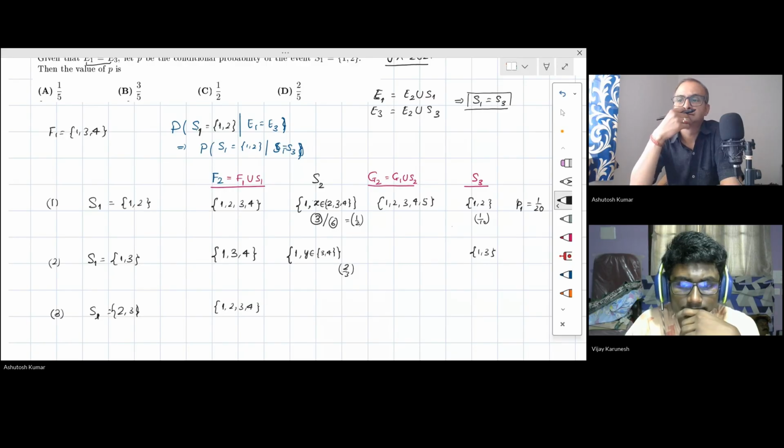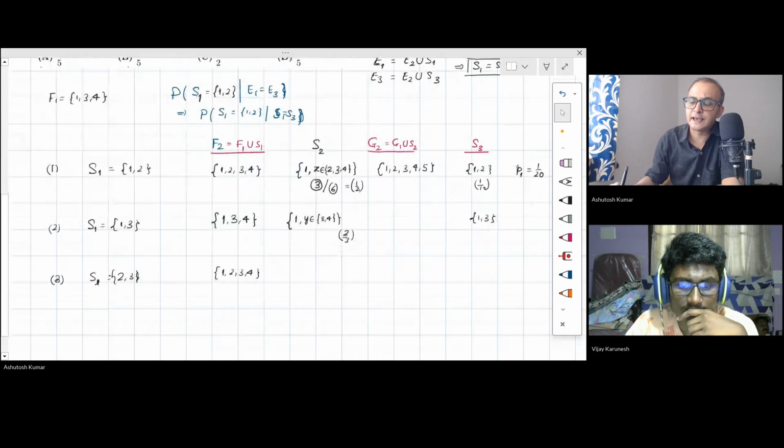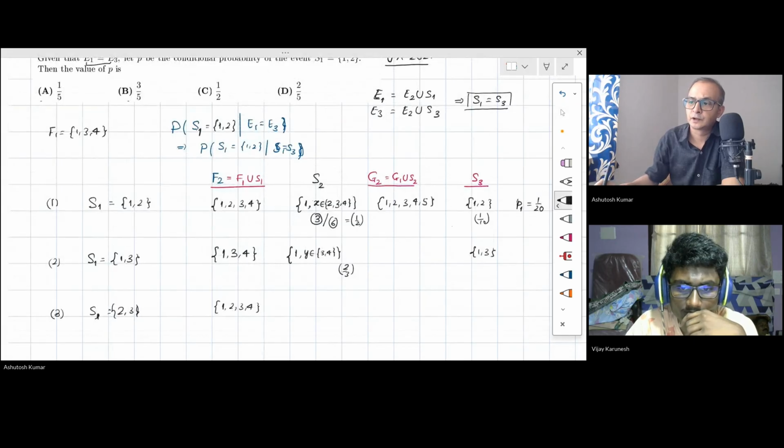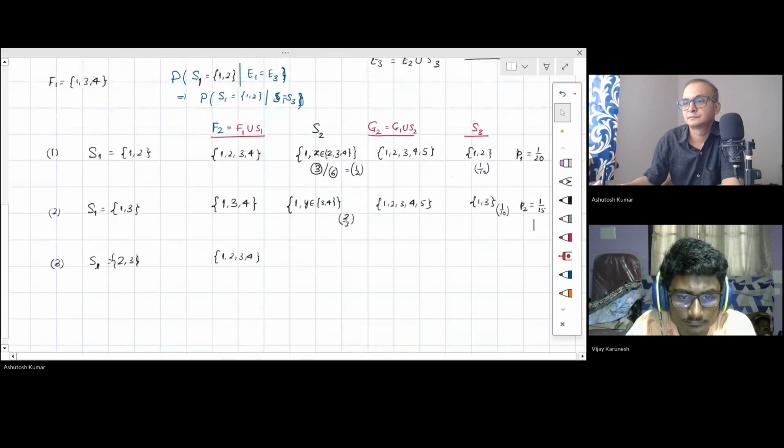What about this thing? Again, it will be 1 to 5, sir. Why 1 to 5? Because 2, 3, 4, 5 are already there. So 1, 2, 3, 4, 5. And 1 by 10 will be the probability. So again, multiply what you get, P2. 1 by 15, sir. 1 by 15. Okay, very good.